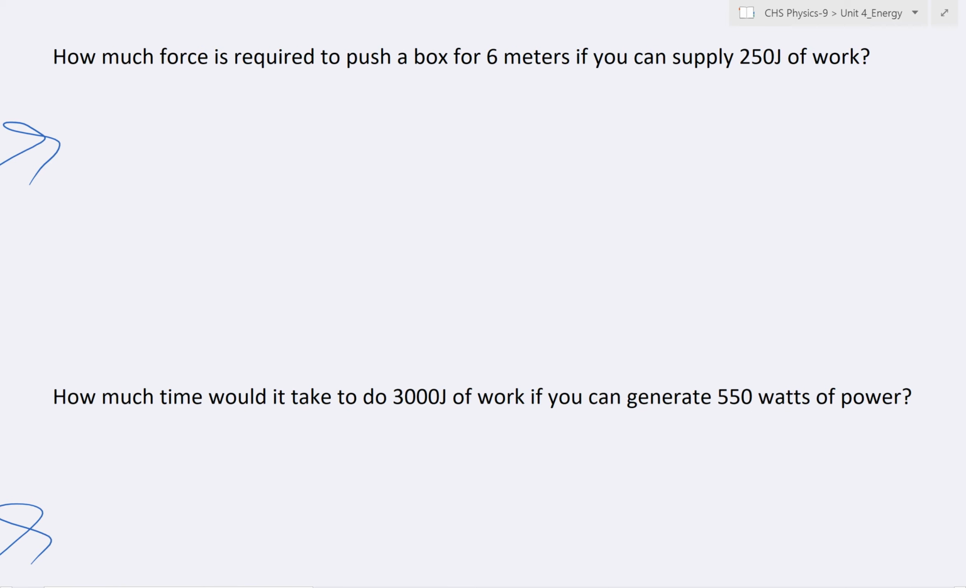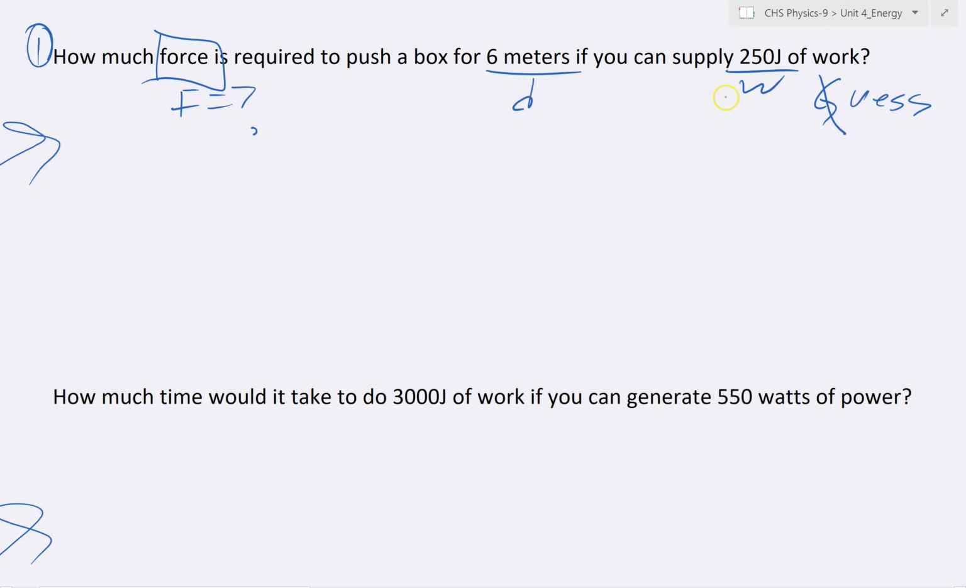Okay, so let's zoom in here and see what I'm talking about. We're going to look at this one first. Let's call this number 1. GUESS. Let's figure out our givens. Our givens are 250 joules and 6 meters. So this is going to be work, and this is going to be distance. So we've taken care of the givens. Now the unknown, we're looking for force.